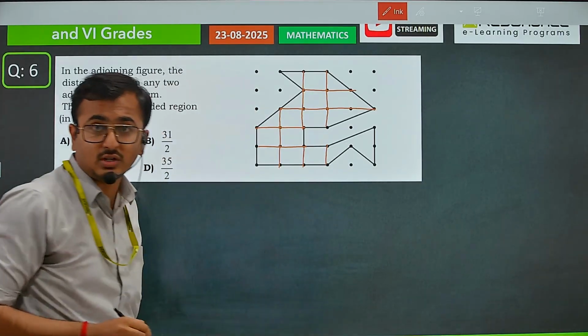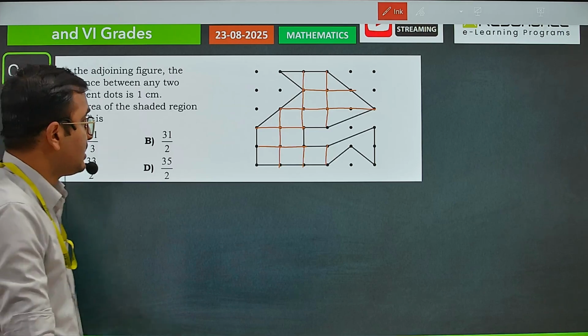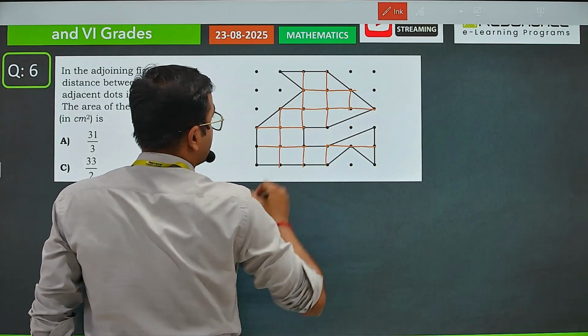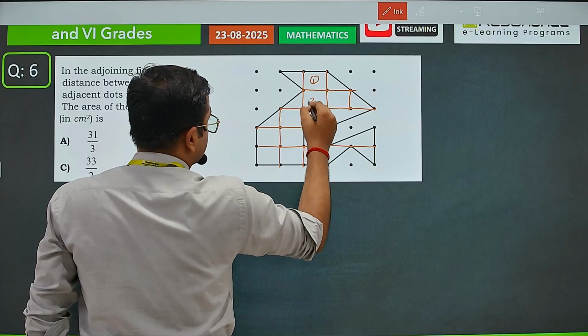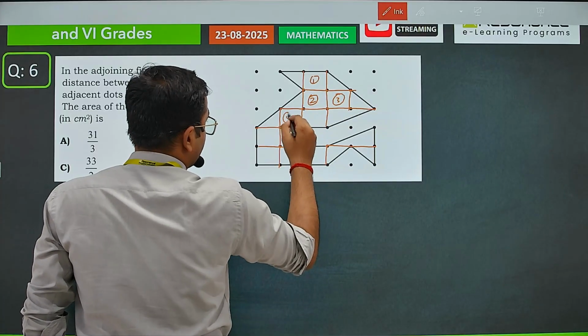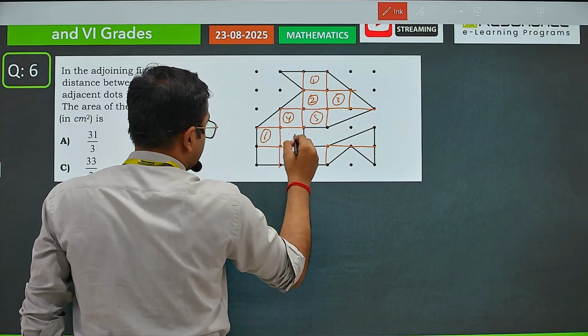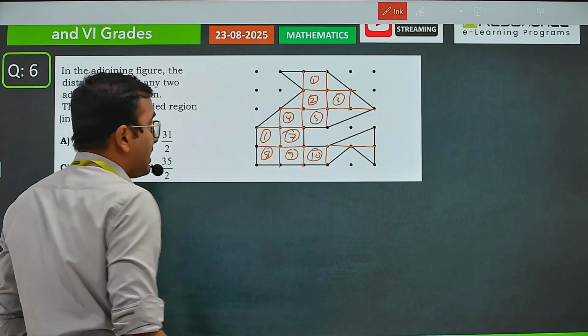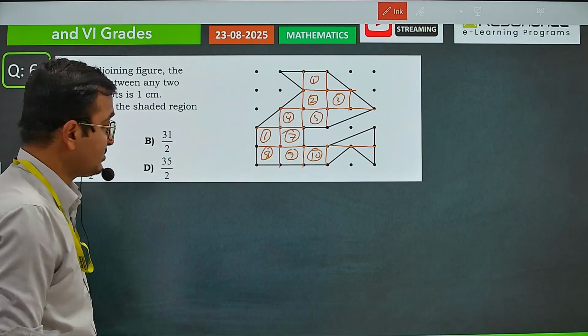Okay, this is what the division part looks like. Okay, now I will make this also. Okay, now let's complete the square. So this is 1, this is 2, this is 3, this is 4, this is 5, this is 6, 7, 8, 9, and 10. This part is a complete square, sorry, my bad.